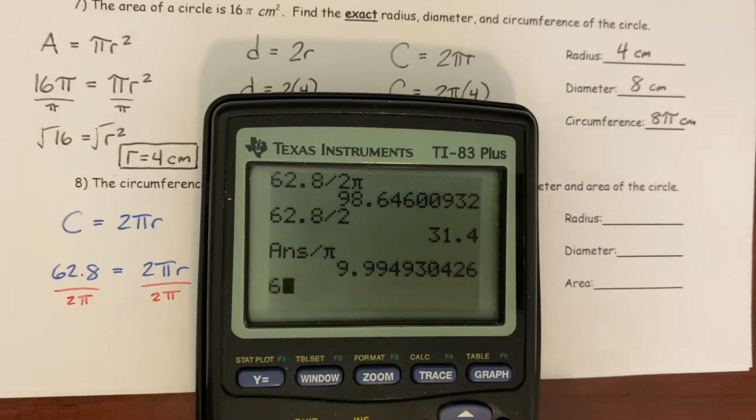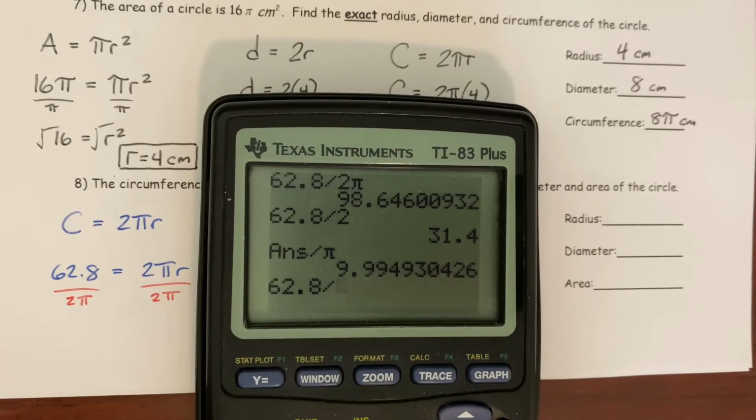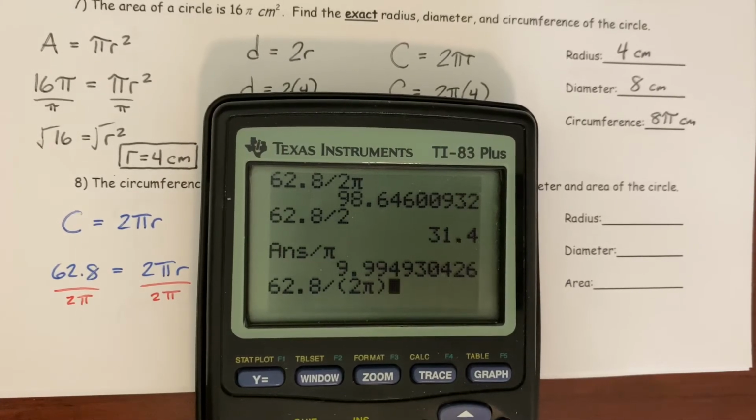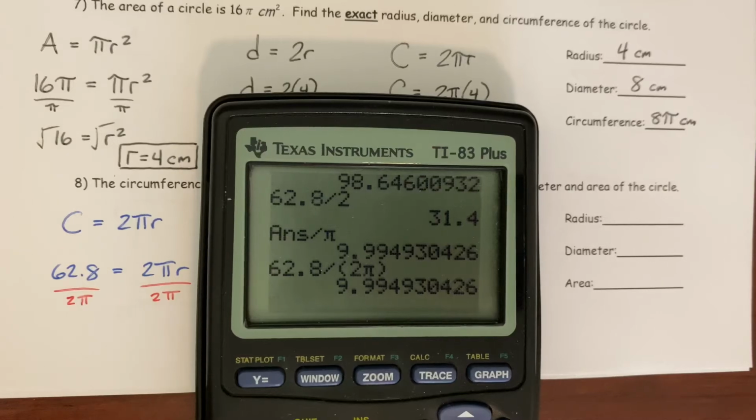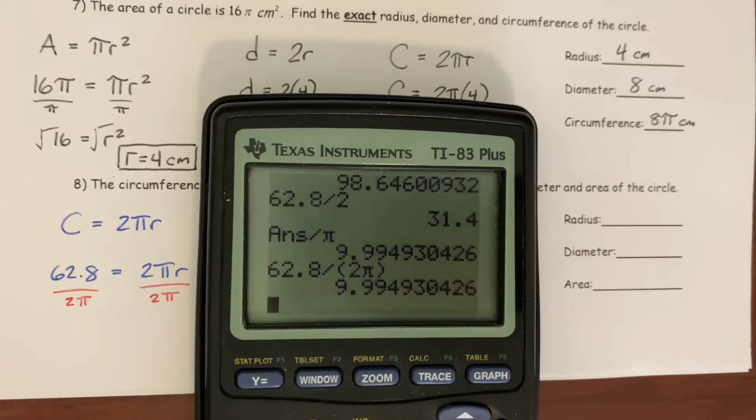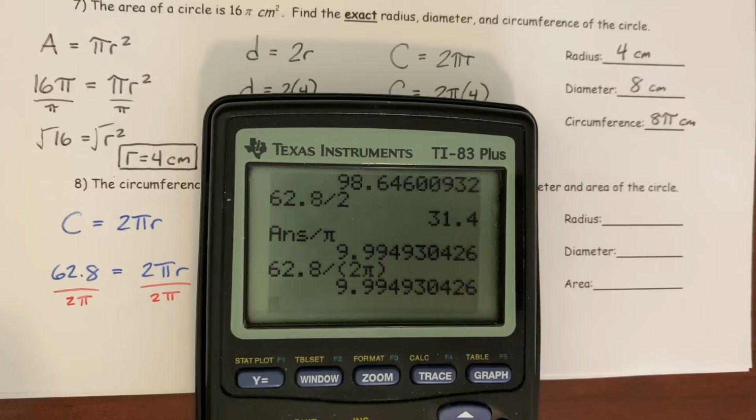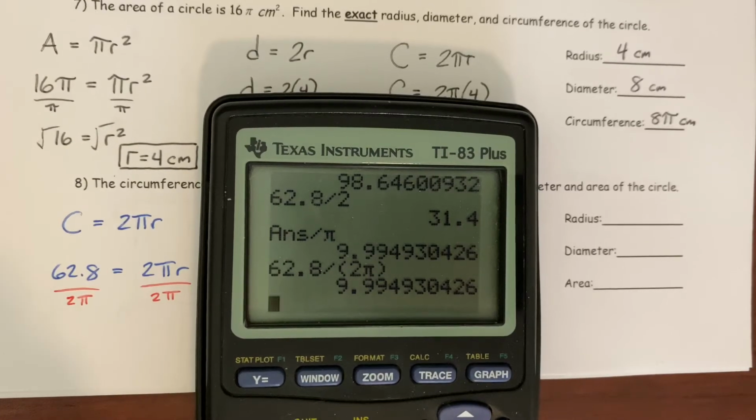If you want to do it in 1 step, you just have to make sure, as always, if you want the calculator to do something before it thinks it should, make sure you get that thing in parentheses. And when you do 62.8 divided by the whole thing, 2 pi, you'll end up getting that same answer for your radius. So please be very careful about that. There's a reason why I'm spending a lot of time talking about this, guys. It will come up a lot, both in this unit and in 3D solids. So please, please, please watch out for that.